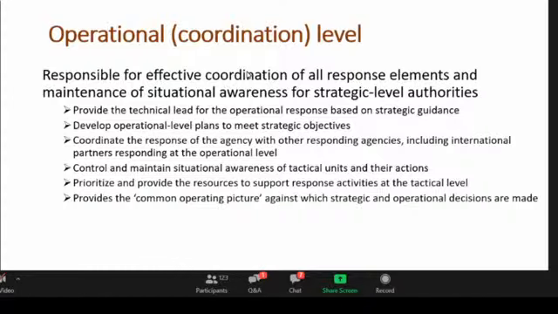Coordinate the response of the agency with other responding agencies. Control and maintain situational awareness of tactical units and their actions. Prioritize and provide resources to support the tactical response. Provide the common operating picture. Next, please.